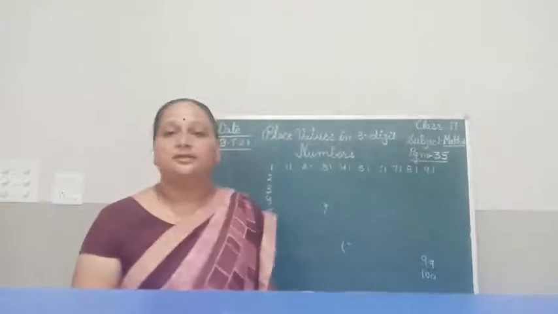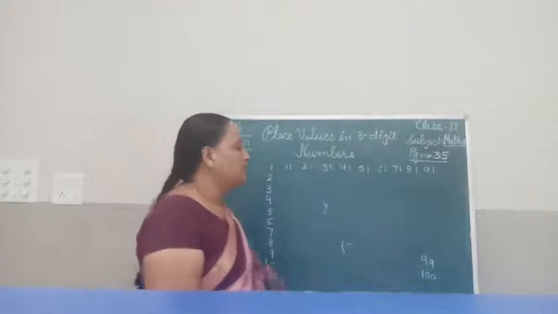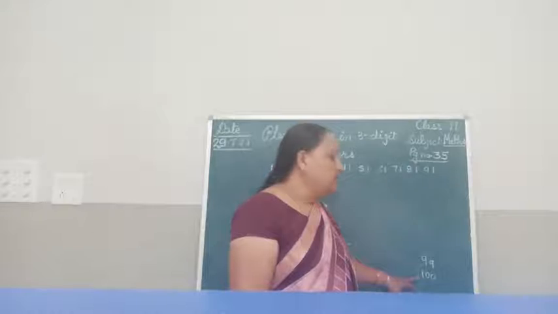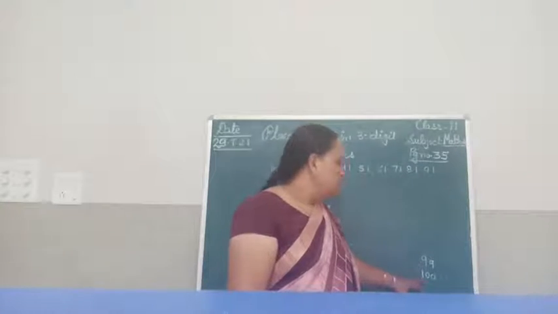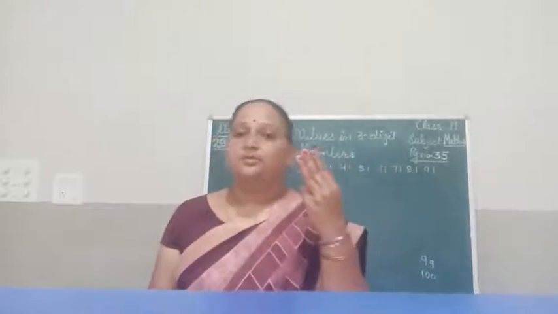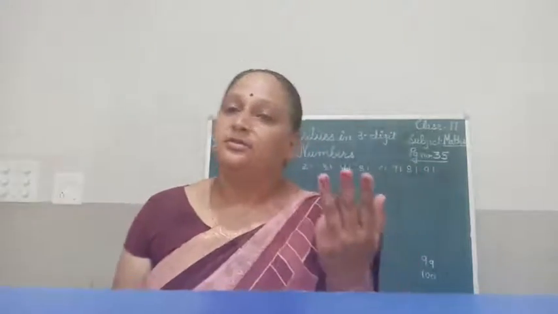Till 99 the numbers are 2-digit. The smallest 2-digit number is 10 and the largest 2-digit number is 99. From 99 onwards, the numbers are 3-digit numbers, because 1, 2 and 3, there are 3 numbers. That's why 3-digit numbers. We are learning 3-digit numbers.